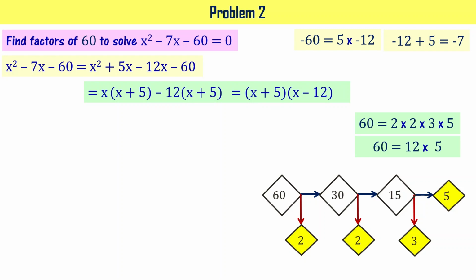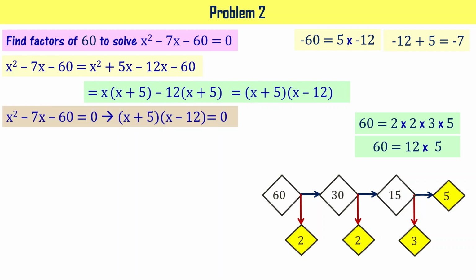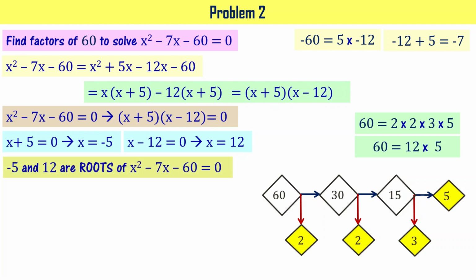Let's now go to the original equation, that is x square minus 7x minus 60 equal to 0. That can now be written as (x plus 5) times (x minus 12) equal to 0, right? This equation holds true when x plus 5 equal to 0 and x minus 12 equal to 0. If x plus 5 equal to 0, then you have x equal to minus 5. When x minus 12 equal to 0, you have x equal to 12, right? So minus 5 and 12 are the roots of x square minus 7x minus 60 equal to 0. Let's take a note of this.